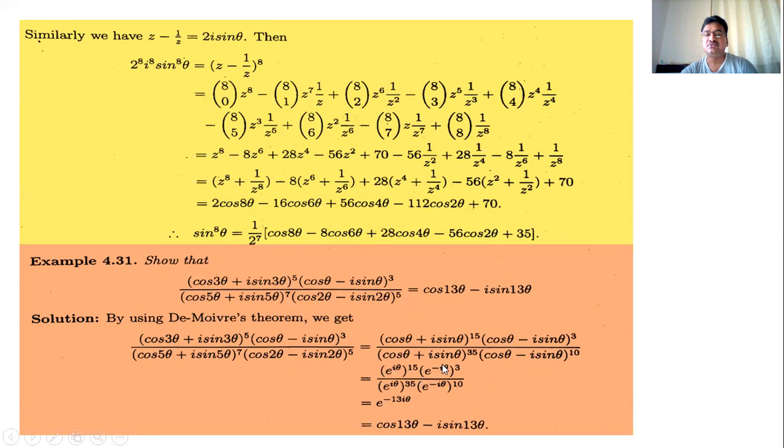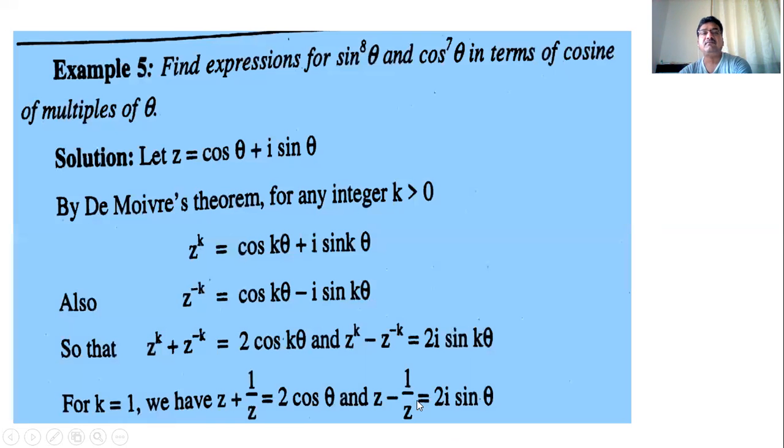And this is e raised to minus i theta raised to 3, raised to 10, meaning e raised to minus i theta raised to minus 7. That is e raised to 7 i theta, and then minus 20 plus 7 becomes minus 13 i theta. That is my cos 13 theta minus i sin 13 theta, by using the expansion of e raised to minus 13 i theta in polar form.